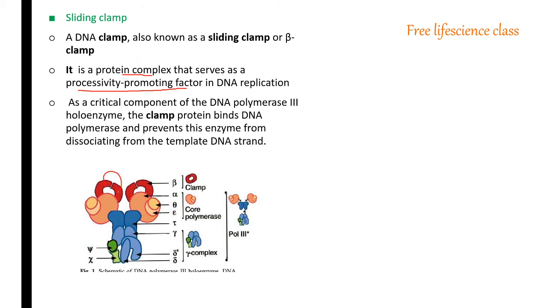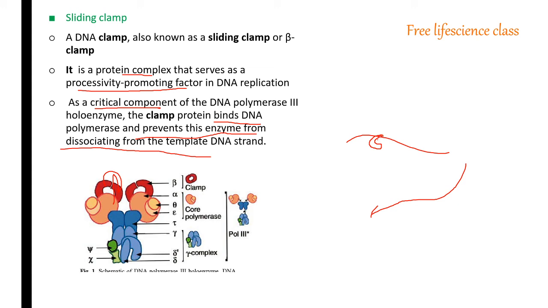This DNA clamp will help to bind the DNA polymerase constantly on the template strand. That is, this critical component of the DNA polymerase 3 holoenzyme binds to the DNA polymerase and prevents this enzyme from dissociating from the template strand. It doesn't allow the DNA polymerase to detach from the DNA.